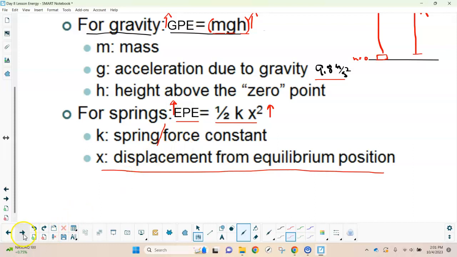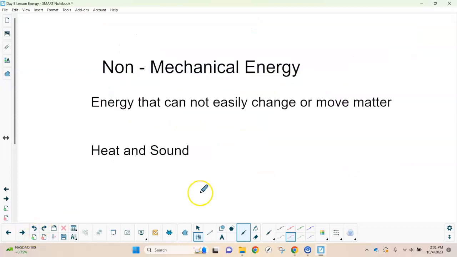So those are the main types of mechanical energies that are present and what we will use to solve for those types. Non-mechanical energy is energy that cannot easily change or move matter. So again, heat or sound, I mentioned that before. Light is another one. If you think about those other energies like kinetic or potential, I think you can come up with various examples that would cause some sort of movement or change in matter.